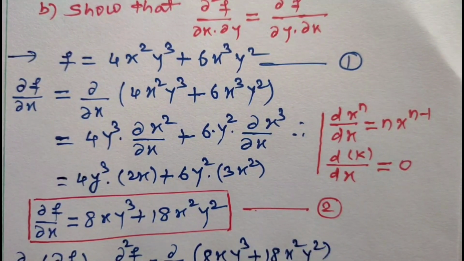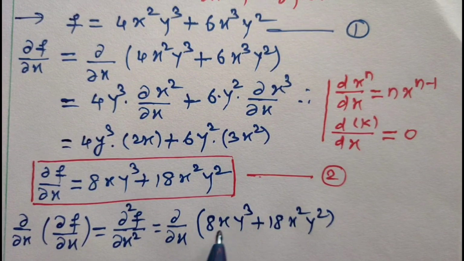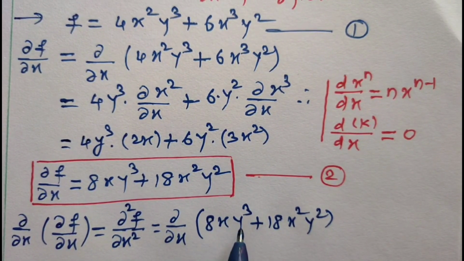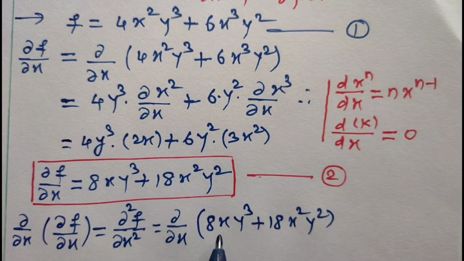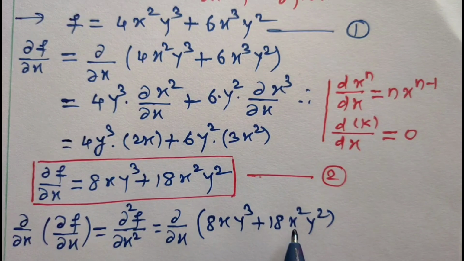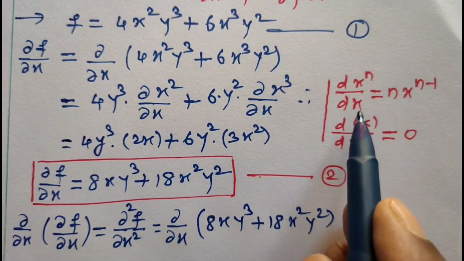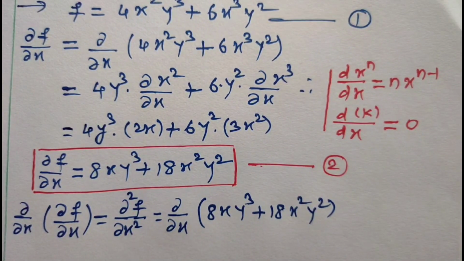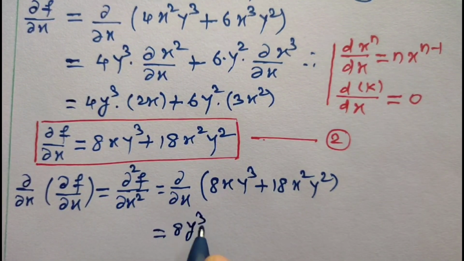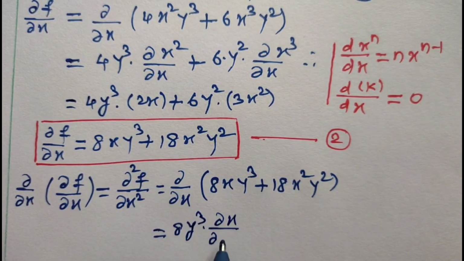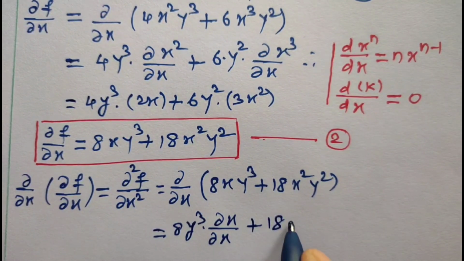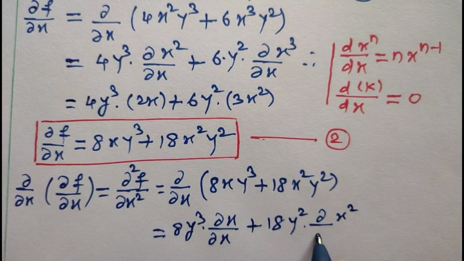We are partially differentiating result number 2 with respect to x. So in this case 8y cubed becomes a constant coefficient of x, and 18y squared becomes a constant coefficient of x squared, and again applying the formulae. Hence ∂²f/∂x² is equal to 8y cubed times the partial derivative with respect to x of x, plus 18y squared times the partial derivative of x squared with respect to x.